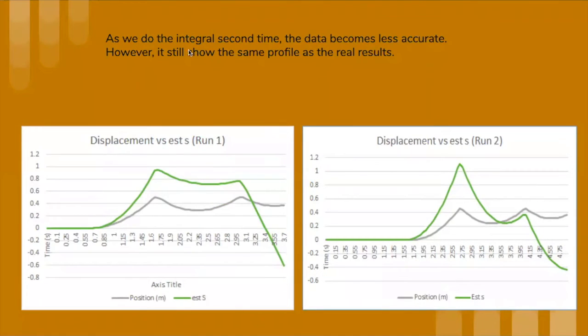So therefore, as we do the integration the second time to get displacement, you can see that there is slightly more variance as we keep integrating, but the trend is still very, very similar.